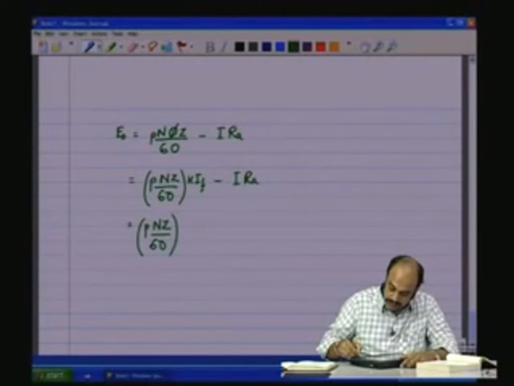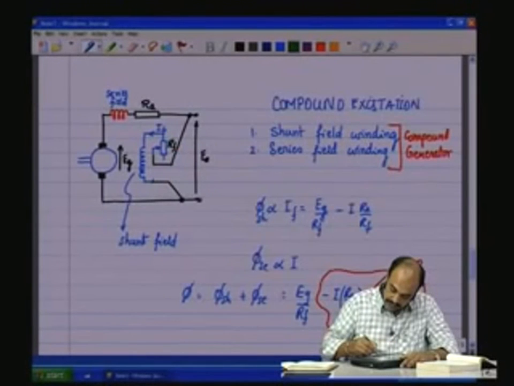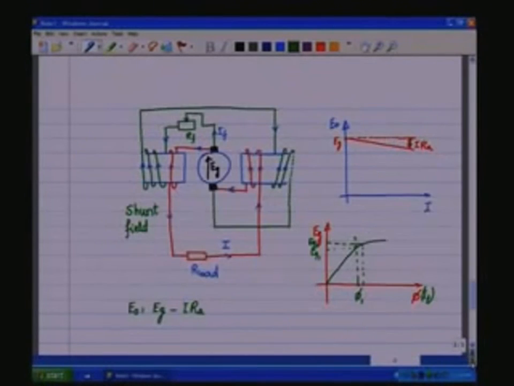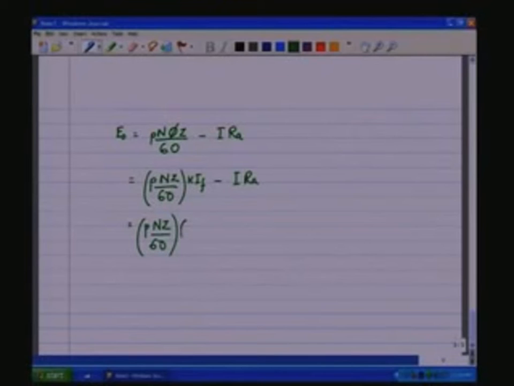Phi in the case of a compound winding or compound excitation is Eg by Rf minus I Ra by Rf plus series winding, the series flux. So, which would be Eg by Rf minus I Ra by Rf plus flux series winding, which is a function of the load current, minus I Ra. So, which means now all this, let me call this one as K.